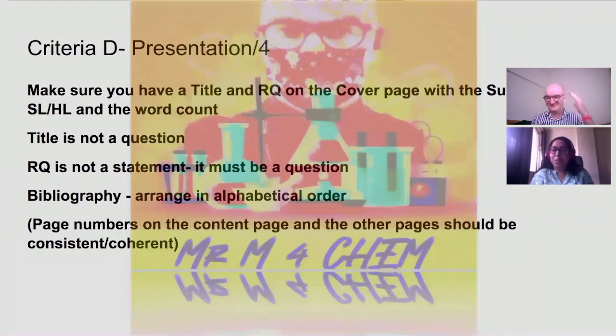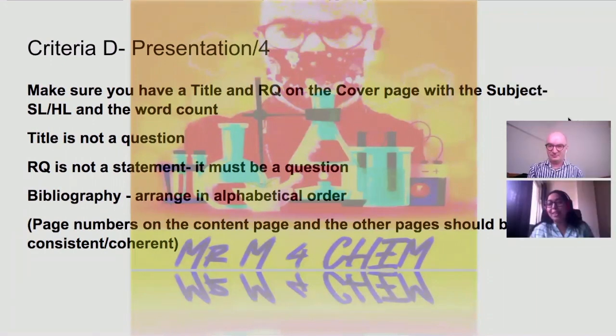Yeah, just a few points that you need to remember. Simple ones. Your title and RQ should be indicated clearly, and your title is not a question and your question is not a statement. So these are two different things that examiners do see. It is a part of the presentation criteria. And bibliography, arrange it in alphabetical order. Simple tips, but often forgotten.